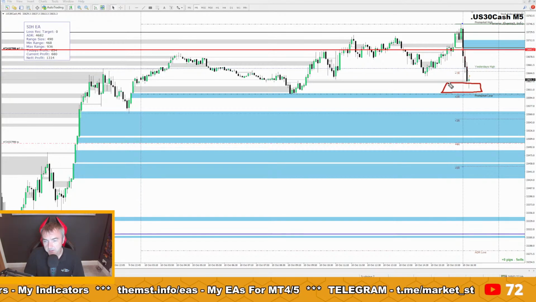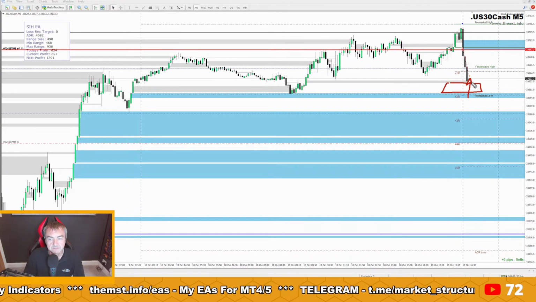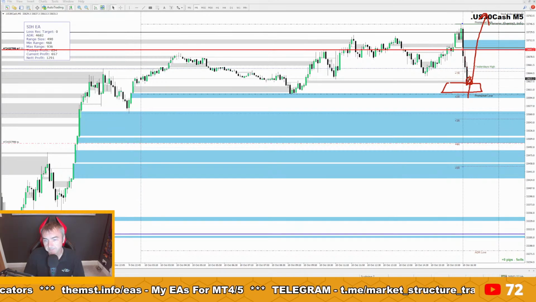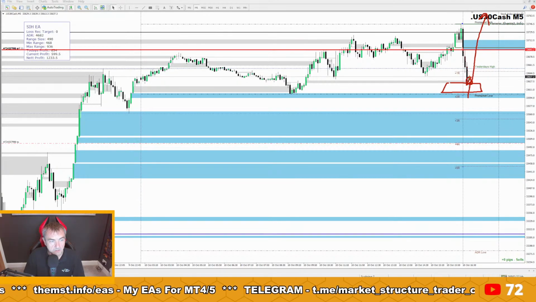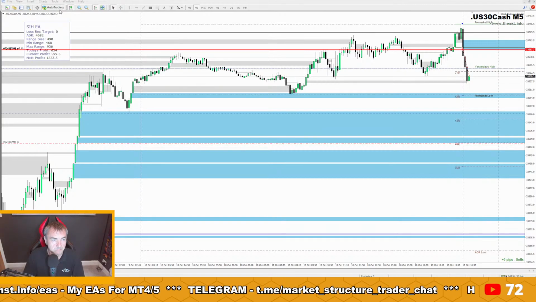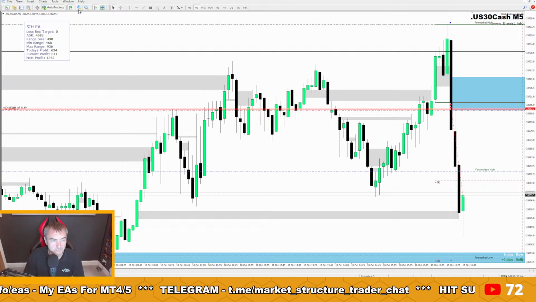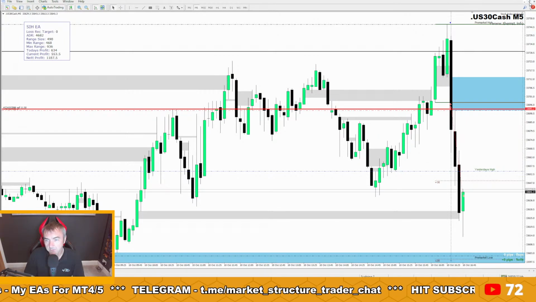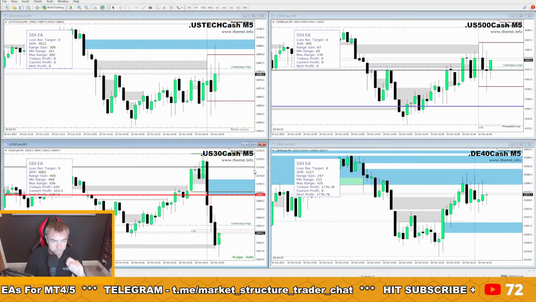Buying this level up at the moment. So just in case this is it and we're going to flip, it's protected with a break even, so locked in profit basically. Just in case.